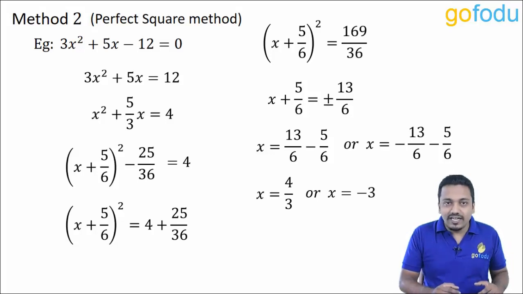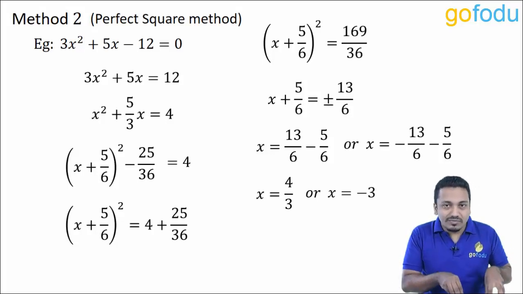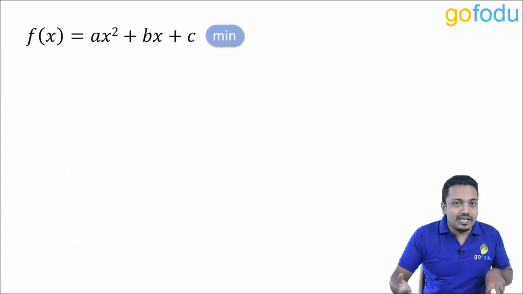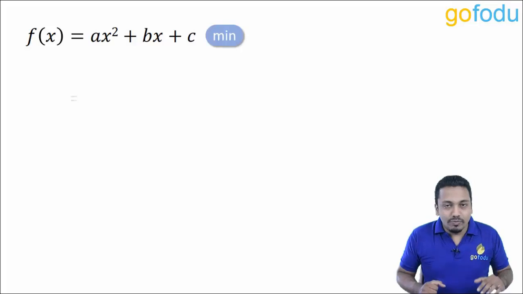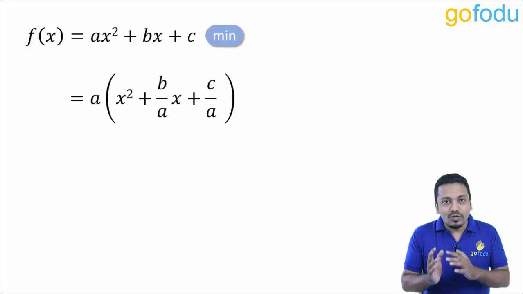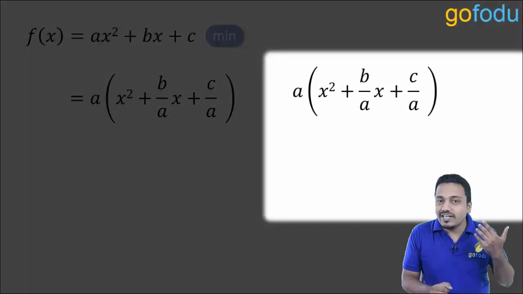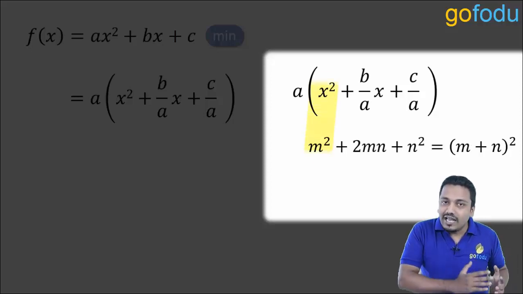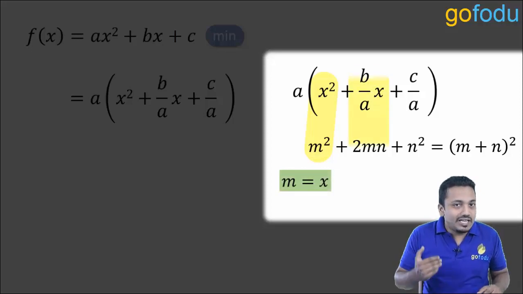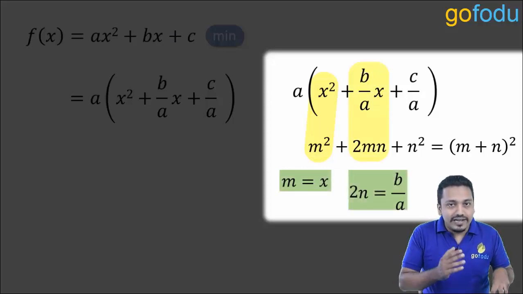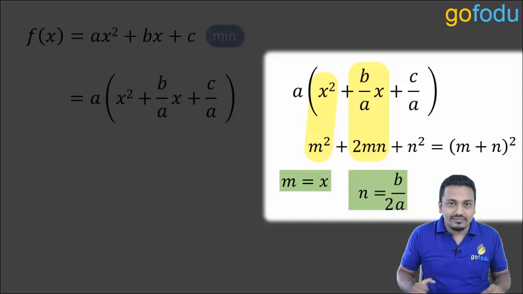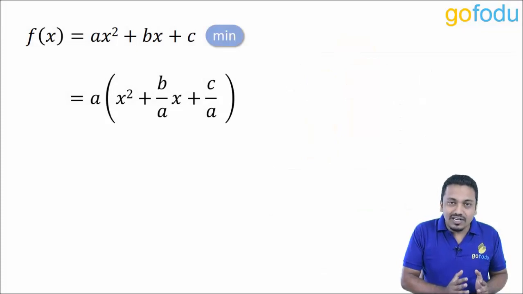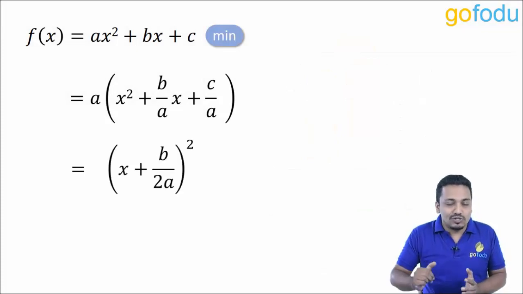Now this method of creating a perfect square, let's use this method to find the minimum value of f of x, which is ax square plus bx plus c. A could be taken out common. Now to create a perfect square, we will have to generate the m square plus 2mn plus n square format, right? So clearly m is equal to x and 2n will be equal to b by a. This gives us n is equal to b by 2a. So our perfect square m plus n whole square is nothing but x plus b by 2a whole square.